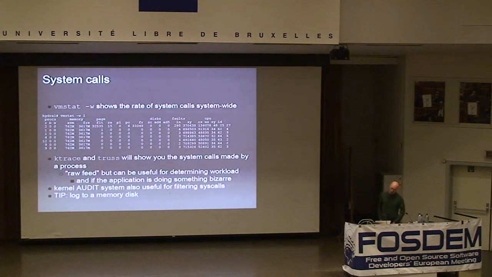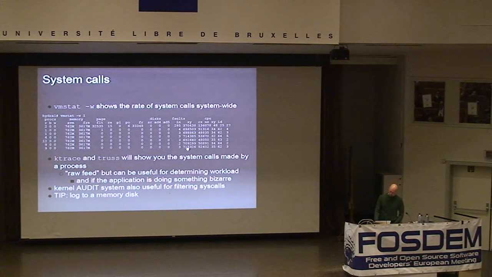So typically applications will interact with the kernel through doing system calls. And this is another way in which things can go wrong. So here, vmstat is a tool that can show you the rate of syscalls that happen. Again, this is a high-level overview. It shows you what's going on system-wide. And the relevant column here is this SY column.